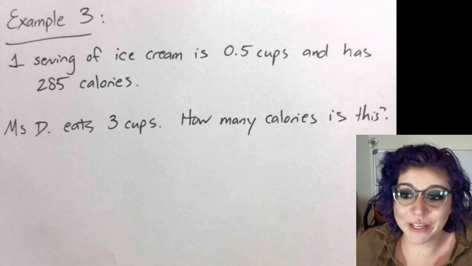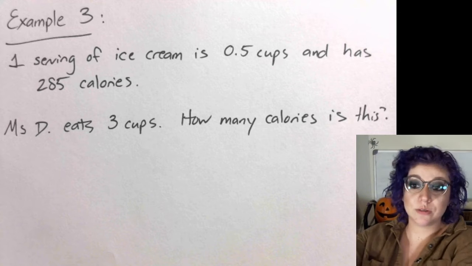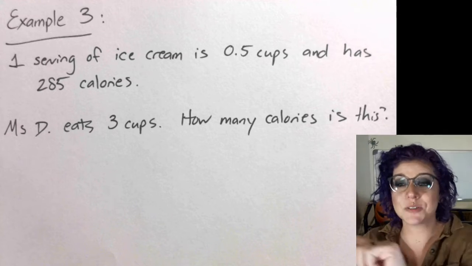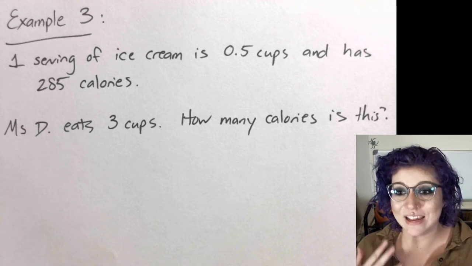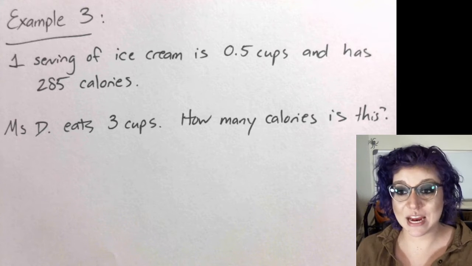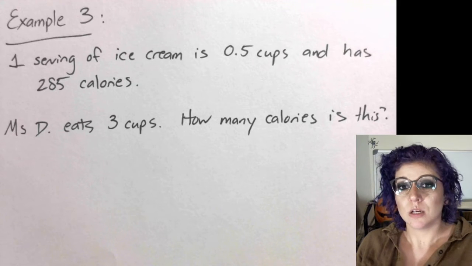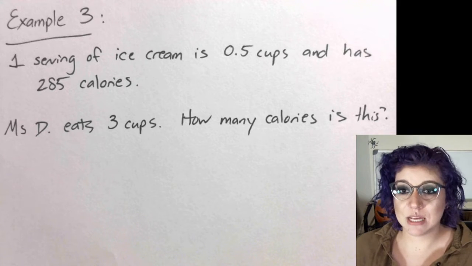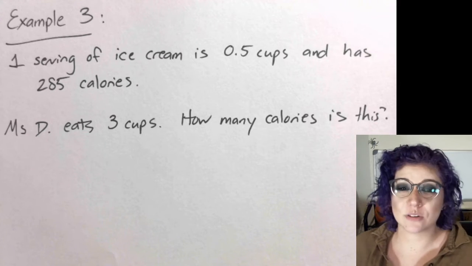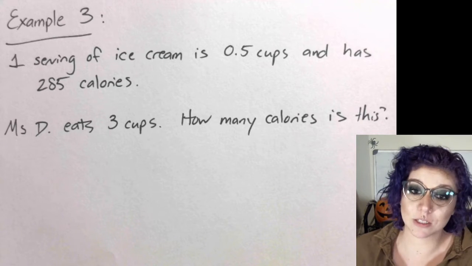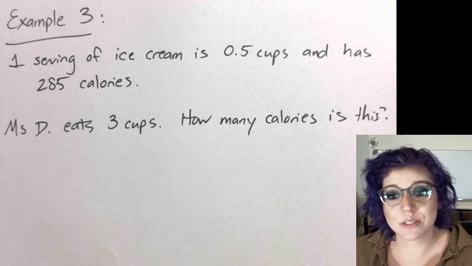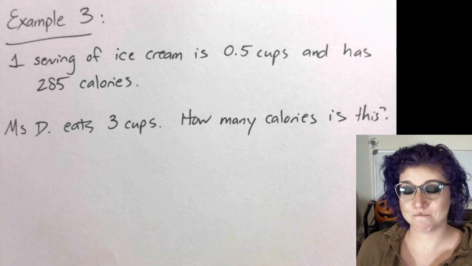Our last and final example. This example includes multiple conversion factors and also interpreting a problem, so words on a page into conversion factors. One serving of ice cream is 0.5 cups and has 285 calories. I eat 3 cups. How many calories is this?